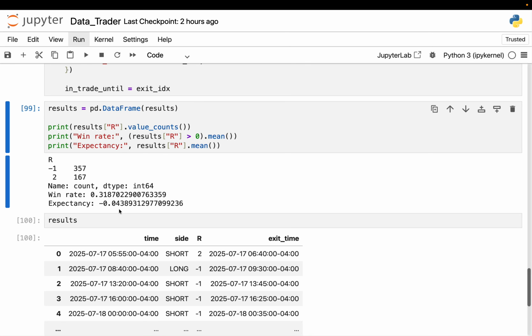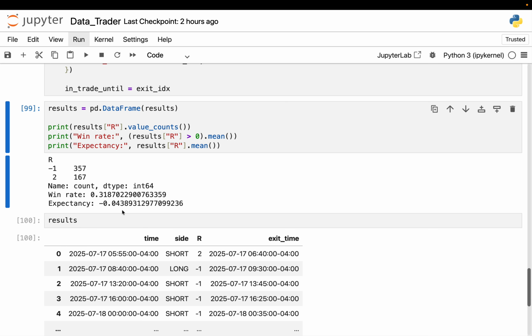Alright, let's quickly take a look at the results before going through the code. Here is what the backtest produced. I ran this over the last 200 days. We got 357 losses, 167 wins, a win rate of 32%, and an expectancy of minus 0.04 risk units per trade. So what does this mean?